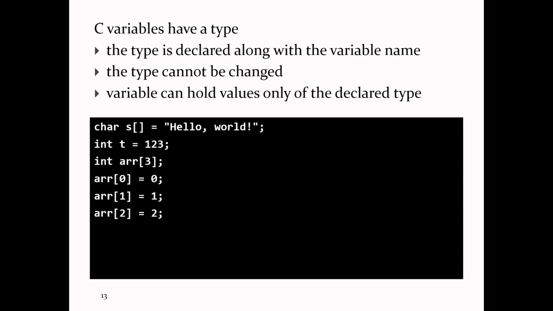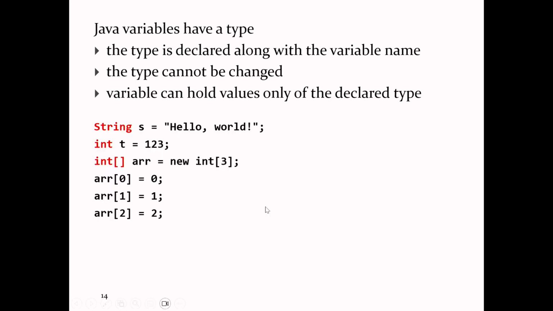Okay, so all C variables have a type. You all know this. Whenever you use a variable for the first time, you have to declare the variable by stating what its type is. You can't change the type in C, and variables can only hold values of the declared type. So s is always an array of char, t is always an int, arr is always an array of int. Java is exactly the same thing. They all have a type. When you use the variable for the first time, you declare the type with the variable name. Type can't change. A variable can only hold values of the declared type. So exactly the same as in C.